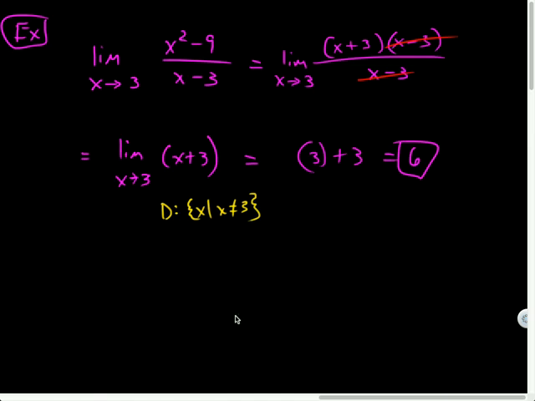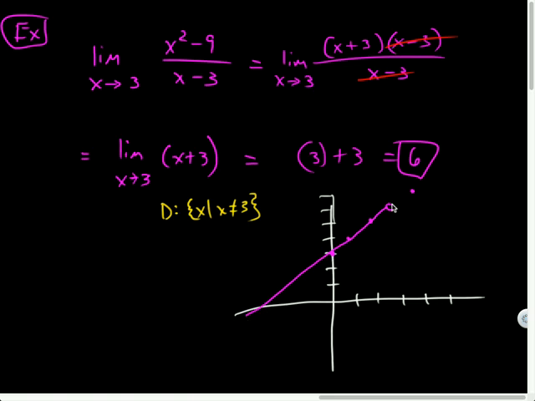Graphically speaking, let me show you what this looks like. So my line is x plus 3, so y-intercept of 3, slope of 1, up 1 over 1, up 1 over 1, up 1 over 1, open circle. So the graph looks like this. From the left, it's approaching 6. From the right, it's approaching 6. But it does not equal 6. In fact, it doesn't even exist there. It's just a graph with a hole in it.